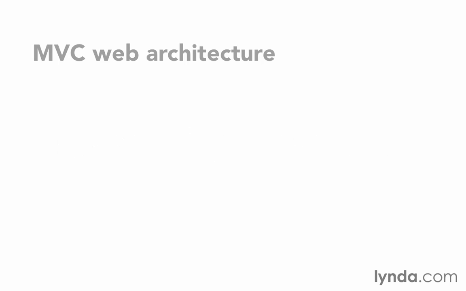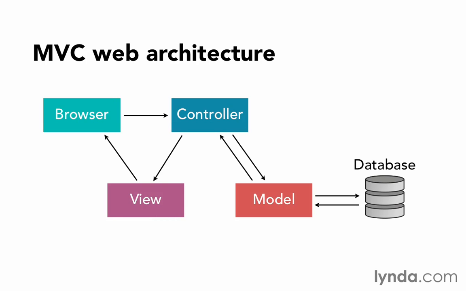In the last chapter, we learned about the main loop of the request-response cycle, from the browser to the controller to the view and back to the browser. Over the next few chapters, we're going to shift our focus to the model and database portion of this diagram.